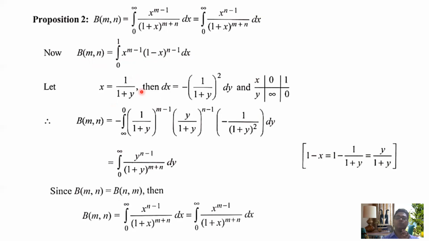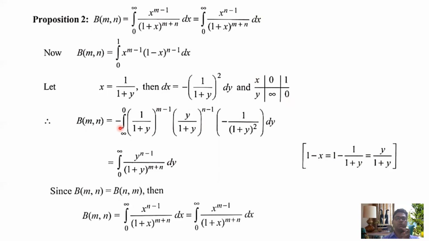Here you have to memorize the substitution. Now you put x equals 1 by (1 plus y), then dx is equal to minus 1 by (1 plus y) whole square dy. When x is equal to 0, y tends to infinity. When x is equal to 1, y is equal to 0.